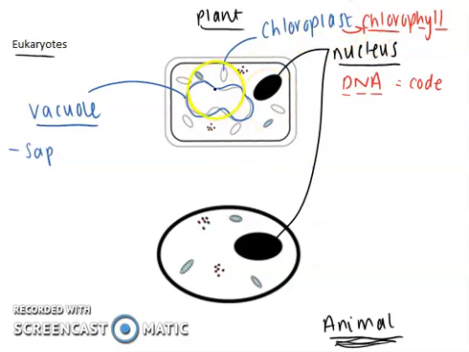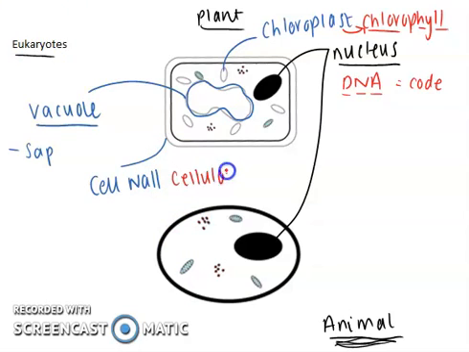The other structure that's very unique and only found in plant cells is the cell wall. The cell wall is made up of a protein called cellulose, and you do need to know this as well. And this allows the plant to be turgid or strong and structured, as you may have noticed, because it's got a kind of square shape to it.